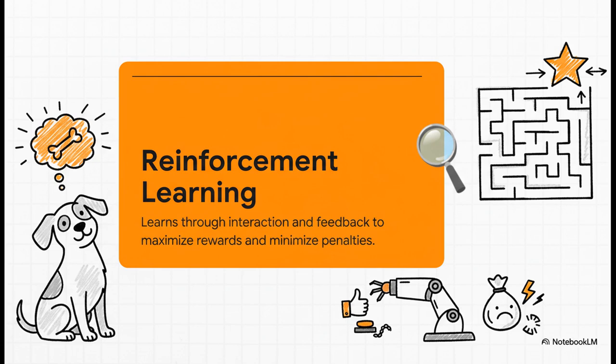This is basically just learning by doing. It's trial and error. The model tries something out in an environment, and it gets a reward for a good move and a penalty for a bad one, over and over again. This is exactly how an AI learns to master a super complex game like Go, by playing millions of games against itself until it figures out the best strategies.